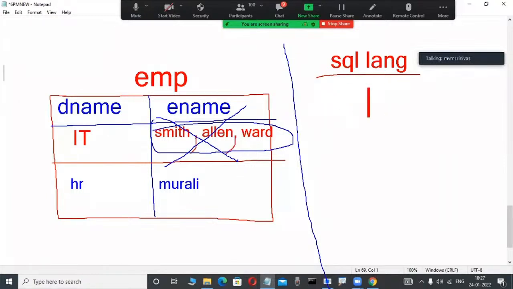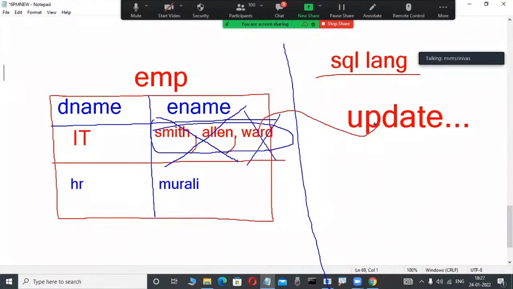Suppose in SQL language, a non-procedural language, some commands are there: update, delete, select, insert. Suppose I use update. So now I am using the update command in SQL language. Through this update command, I try to modify only a single employee, Ward, from these multiple employees. Impossible. In a way, impossible. This update command is not working. Whenever multiple values separated with comma are there, through the update command we cannot modify a single value from these multiple values.